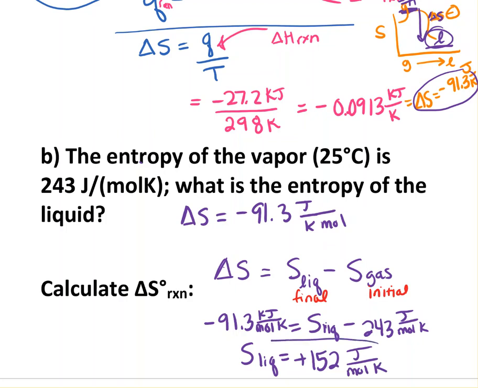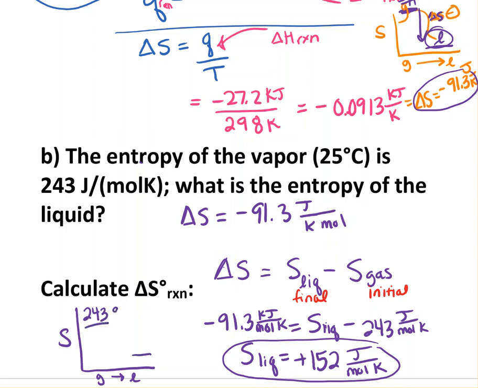Okay, and then we can say, does that make sense? We're starting with our gas and going to our liquid, and our gas's entropy is 243, it's up here, and our liquid's is 152, it's down here. And so that's what we had expected, that we should have a loss in entropy going from a gas to a liquid.